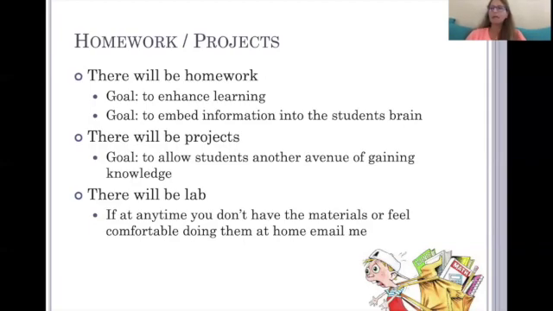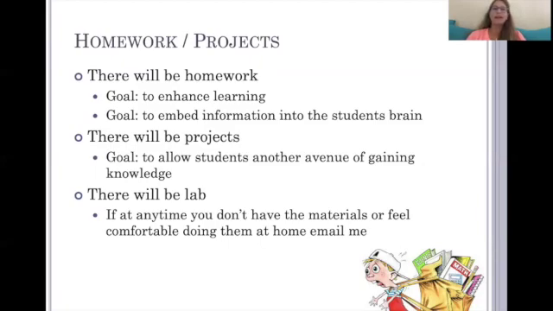For my IB AP courses, we're required to do 60 hours of lab work. They have not let up on that requirement. So there will be a lot of lab work as we go through. I'm trying to do labs that you guys can do very easily at home with the materials that you have. Please note that if at any time you don't have the materials or you don't feel comfortable doing the lab at home, please communicate with me and we'll either get you the materials you need if that's a stumbling block, or you'll get an alternative assignment.